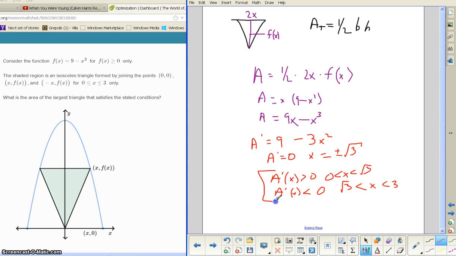So look here, the first derivative rule says it goes from positive to negative. Well, that's obviously a local max. So we know that's the maximum. Again, it doesn't ask for where it happens, it asks what's the largest area.